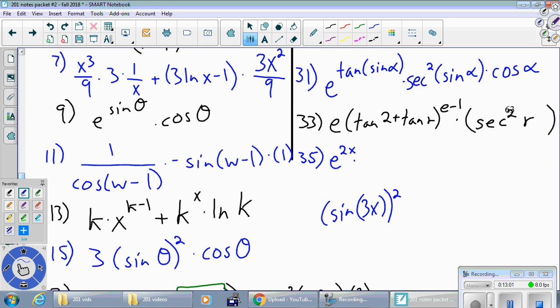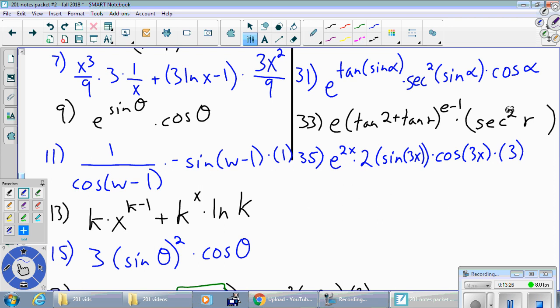So the derivative of this thing that I've just written down, that's a power rule. So the 2 comes down, you copy the stuff, you subtract 1 from the power, so there's an invisible 1, times the derivative of sine of 3x. That's sine of stuff. Derivative of sine of stuff is cosine of stuff, times the derivative of 3x, which is 3. Okay, that's part of the product rule.